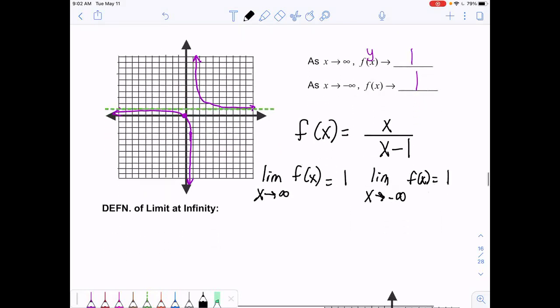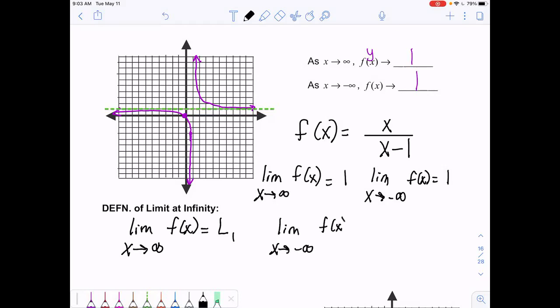So instead of looking at a value of x in the actual function, which is usually what we do because we approach the value from the left and the right, now we're looking at the value as the x value is going to negative or positive infinity. So the definition of a limit of infinity or at infinity. The limit as x approaches infinity of a function f of x could be noted as L sub 1. Or the limit as x approaches negative infinity of f of x might be the same, it could be different, it just depends on what the graph is, but we'll just say L sub 2.